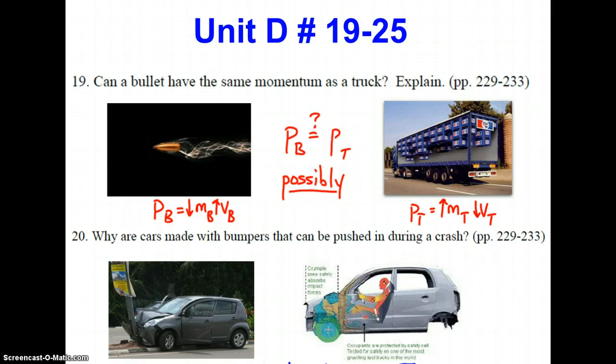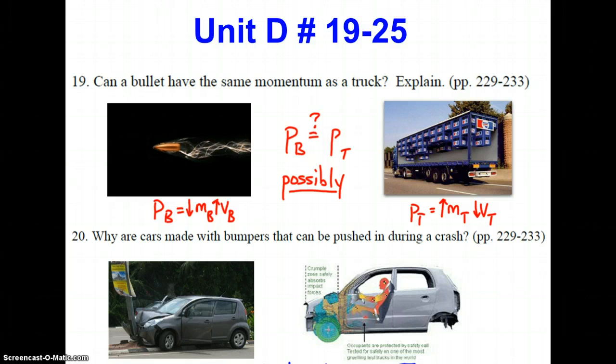We'll start off with number 19, which asks, can a bullet have the same momentum as a truck? And explain. Momentum is the characteristic of an object that is a product of its mass and velocity. One of the most common misconceptions is that momentum is a force.